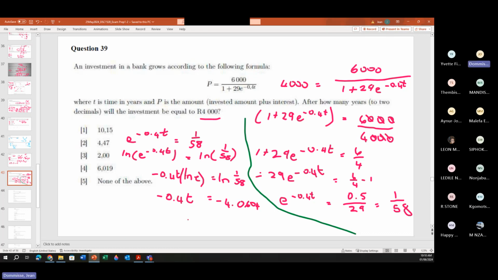Then to get t on its own, I will need to divide that by 0.4, or negative 0.4. So my final answer is 10.1511, which to 2 decimals is 10.15. Okay, this is really a long process.